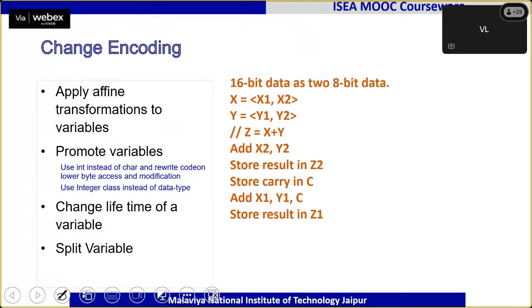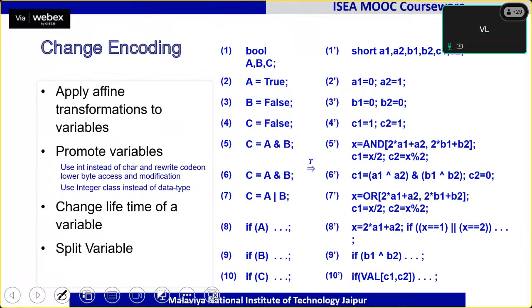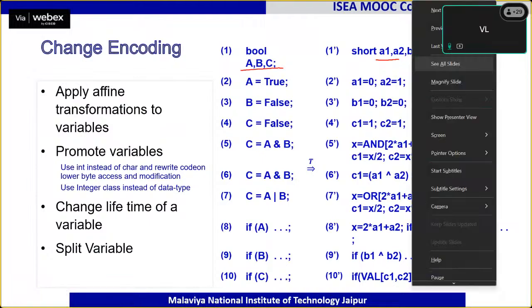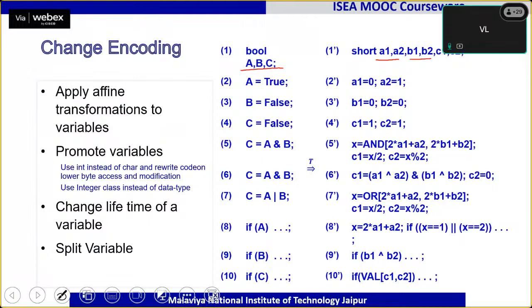So here 16-bit data can be stored as two 8-bit data, and then you have to change the procedure by how you are adding, subtracting, multiplying or dividing the data. Now this is an example of Boolean variables A, B, C. A is actually represented by A1, A2, B is represented by B1, B2, and C is represented by C1, C2.